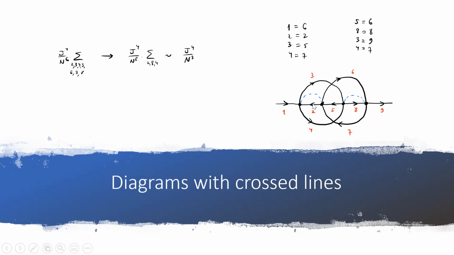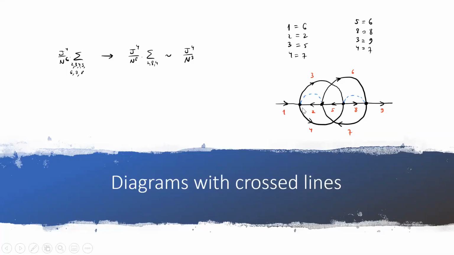Let's say we contract the disorder averaging in the way shown in the figure, and instead of indices, I put numbers. So I just call 1 to 9 the different flavors of the fermions. The first rainbow, the one to the left, requires that index 1 has to be equal to index 6, and index 3 has to be equal to index 5, and 4 to 7. And from the second rainbow, 5 has to be equal to 6, and 3 to 9, and 4 to 7.